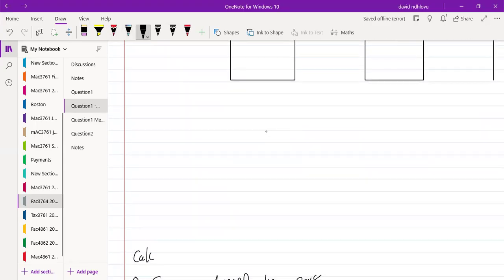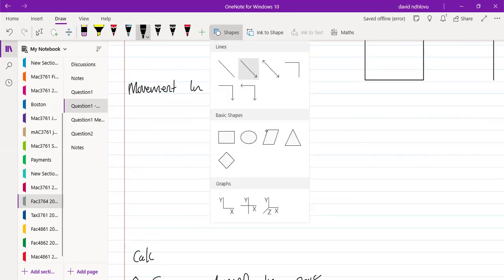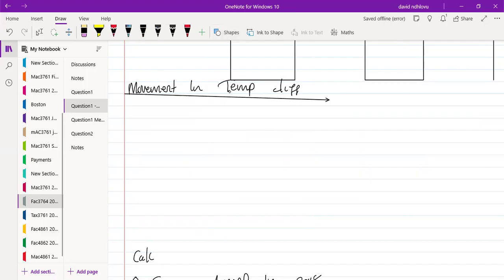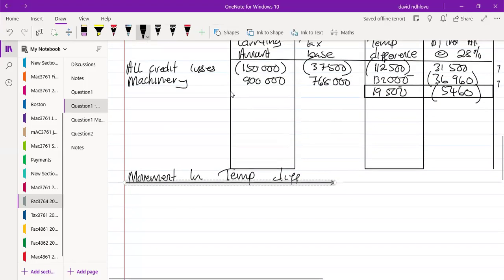Now, to conclude this, I need to calculate the movement in temporary differences. To calculate this is easy. What is your temporary difference figure in the current year? Right, our temporary difference, that's a positive amount of 19,500.